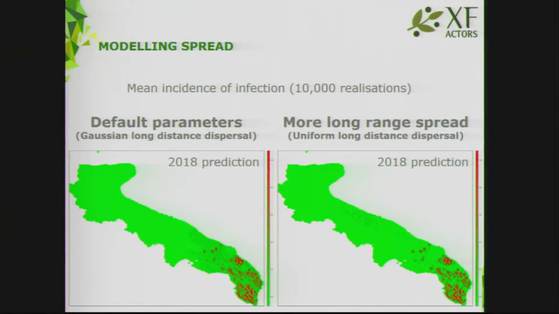So you can see the hotspots down in the infected zone look fairly similar, but there is actually quite a considerable difference in the pattern within the uninfected zone, with more spread close to the border of the infected zone with the default parameters, with the restricted spread, but more generalized spread throughout the uninfected zone when we look at the longer distance spread.